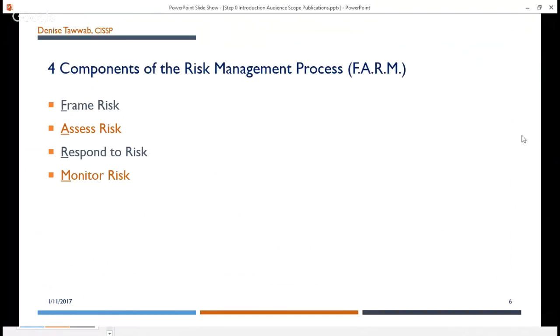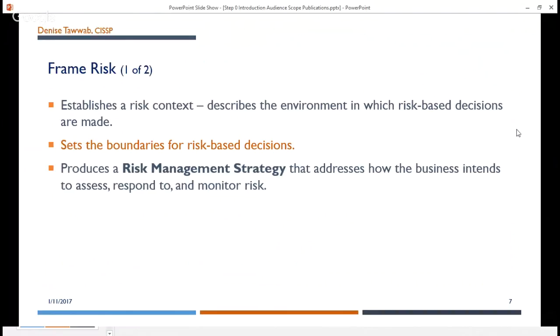Okay, again, the four components of the risk management process: frame, assess, respond, and monitor. Okay, framing risk. And so I'm going to briefly discuss each concept. In other publications, I drill down in detail, but framing risk is what happens when you establish a context for risk management. And this describes the environment in which you're going to make your risk-based decisions. Risk framing sets the boundaries for your risk-based decision. And what comes out of risk framing is the risk management strategy that addresses how the business actually intends to assess, respond to, and monitor risk.